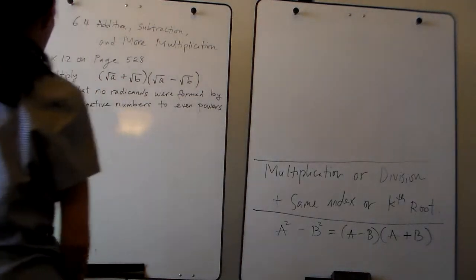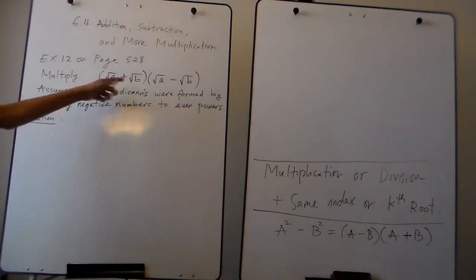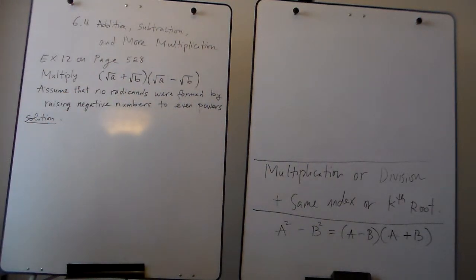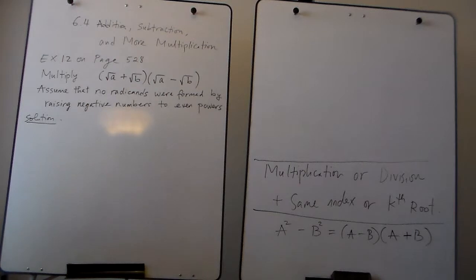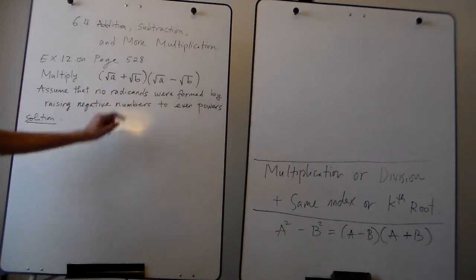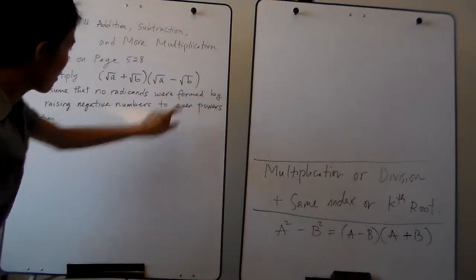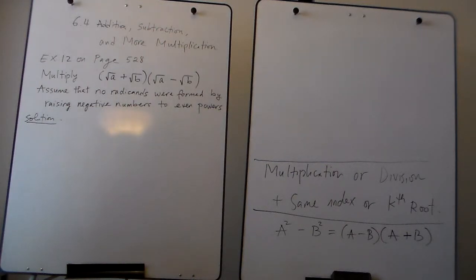Example 12 on page 528: multiply the two factors, and each factor has two terms in it. Assume that no radicands were formed by raising negative numbers to an even power. So this statement ensures that the variables a and b inside the square root, or even k-th root, are non-negative. So the variables a and b right here are greater than or equal to 0.